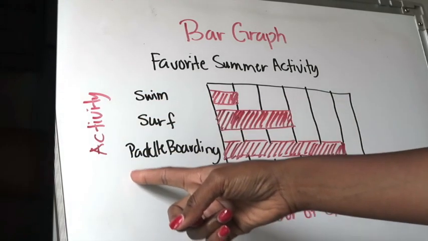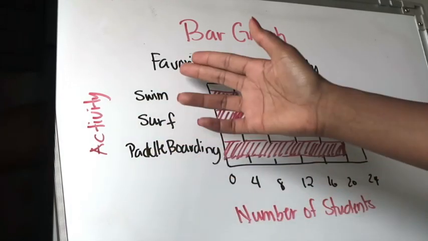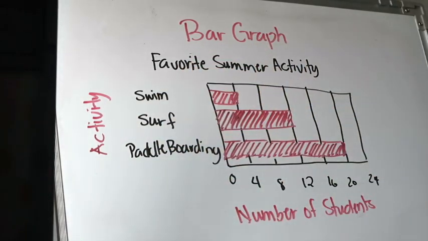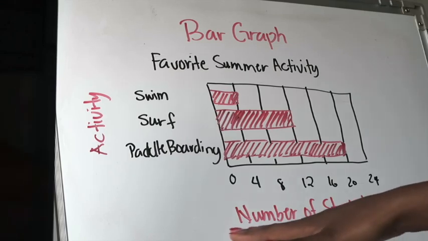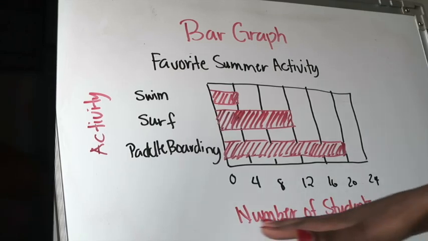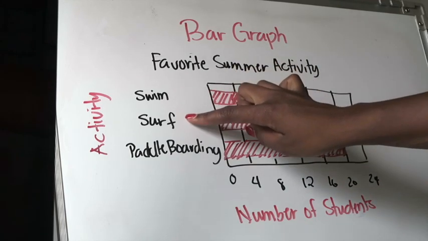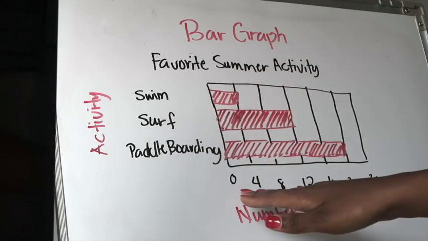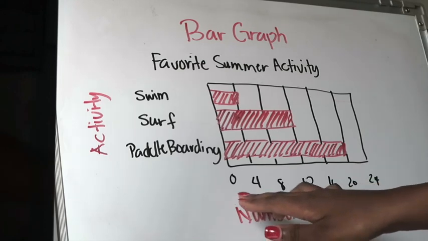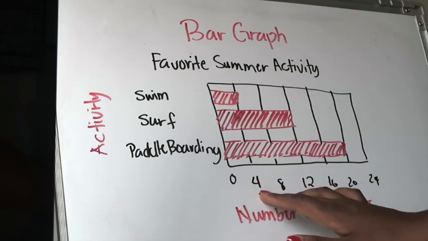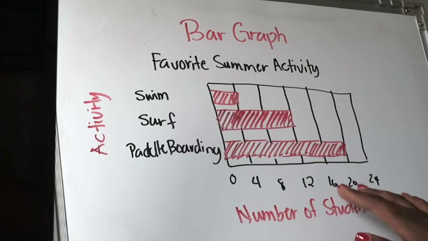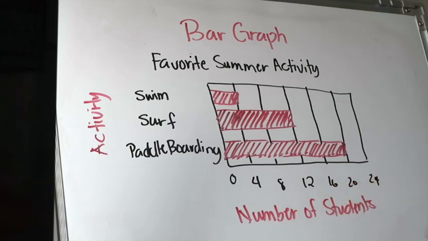I have a label here telling you that when you look at this bar graph, these are the activities that I surveyed some students on. At the bottom, my label is telling you that this is the number of students. So for the activities, I have swim, surf, paddleboarding. For the number of students, notice that I'm counting by 4s. So it starts at 0, then 4, then 8, then 12, then 16, then 20, then 24.